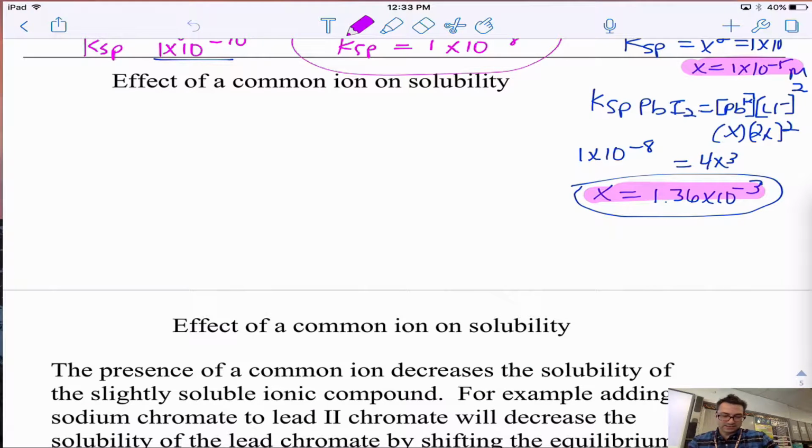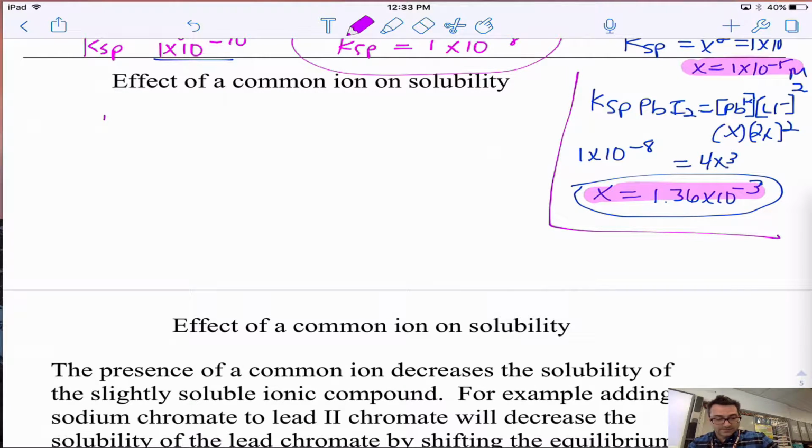Alright everybody, so today I wanted to talk to you about common ions and their effect on solubility. So far we've done Ksp, finding both the molar solubility, or given molar solubility finding Ksp. Those were in the previous video. And so now we're going to have a situation where we have a common ion.